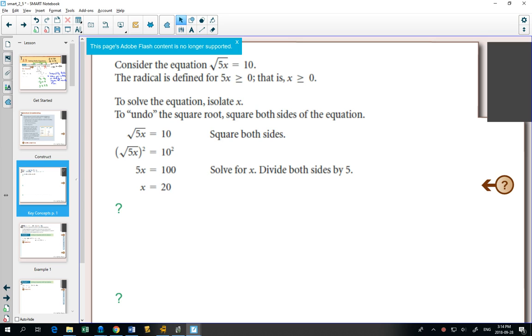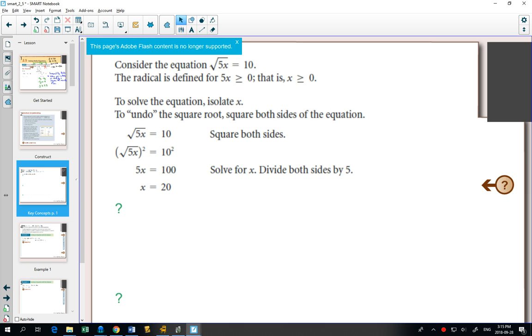So when x is inside of a square root, we first want to get the square root by itself. In this case, the square root is already by itself. And then what's the opposite of square rooting? Squaring. If you square both sides, you just get 5x is equal to 100. Now you divide both sides by 5, and x would be 20.